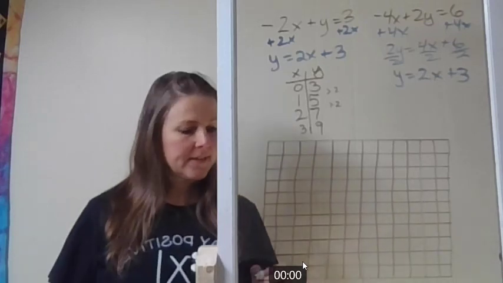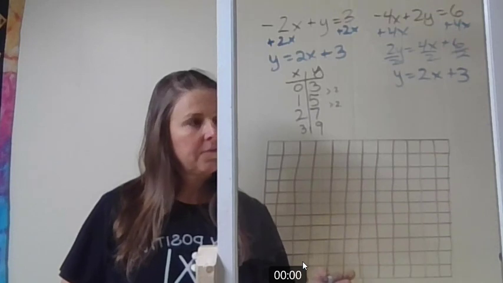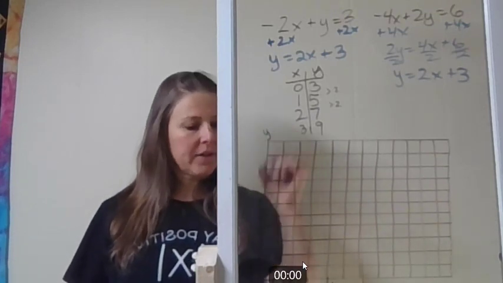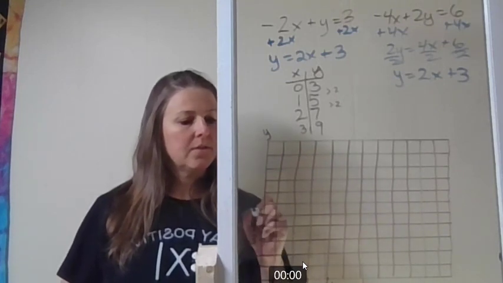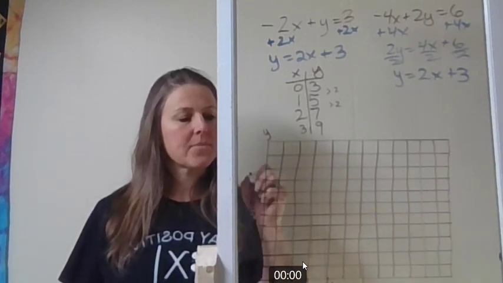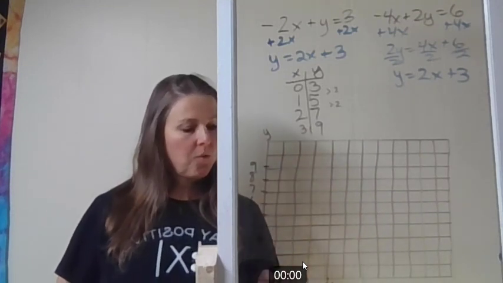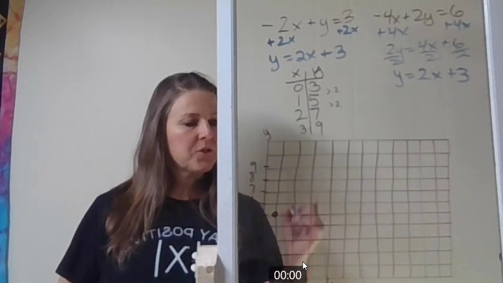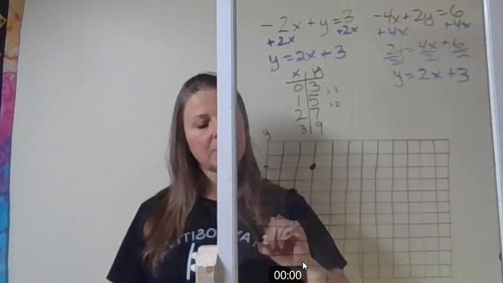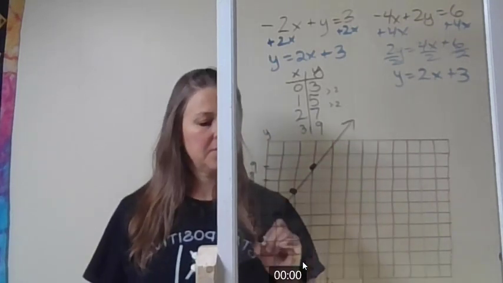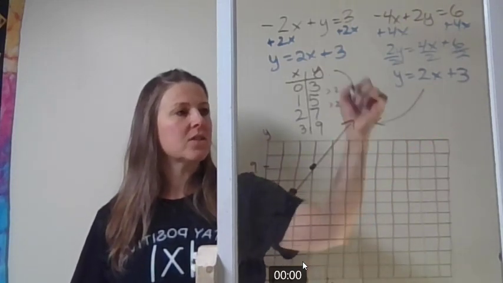So to plot that, this is our x-axis. 1, 2, 3, 4. This is our y-axis right here. 1, 2, 3, 4. So over 0 up 3, over 1 up 5, over 2 up 7, over 3 up 9. Go ahead and connect those dots and draw arrows. And this is that graph, and this is also that graph.